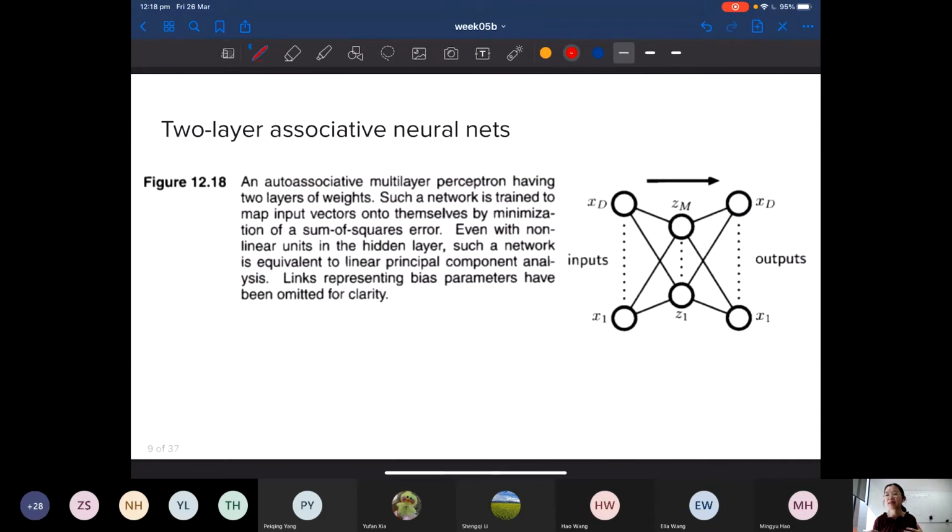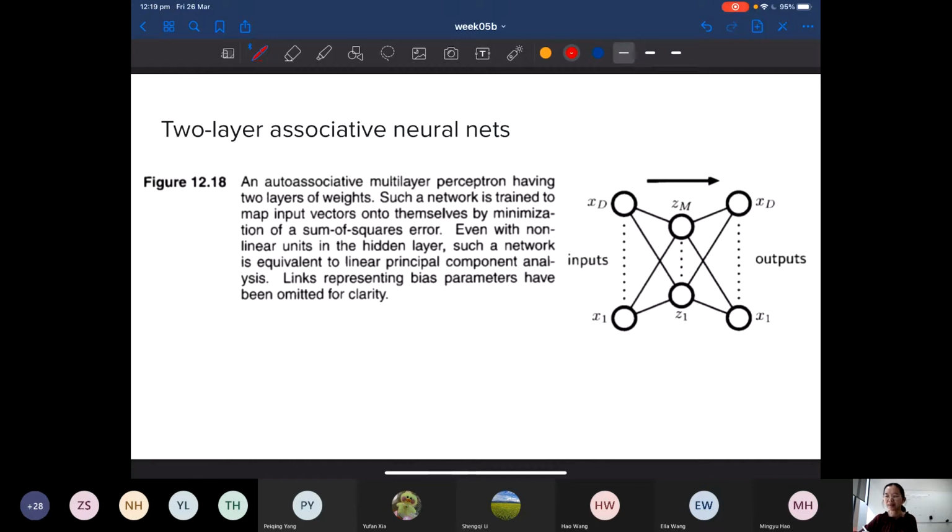All right, so let's jump right into the main content of today, associative neural nets or autoencoders. As the book illustrates, the associative neural network, as in figure 12.18, is just a two-layer neural network. As usual, we omit the constant features or bias. What's curious here is that, if we remember from last week, the inputs are called x's, the hidden layers are called z's, and the outputs should be y's, but here instead of y's, they're x again. So what's going on, right?